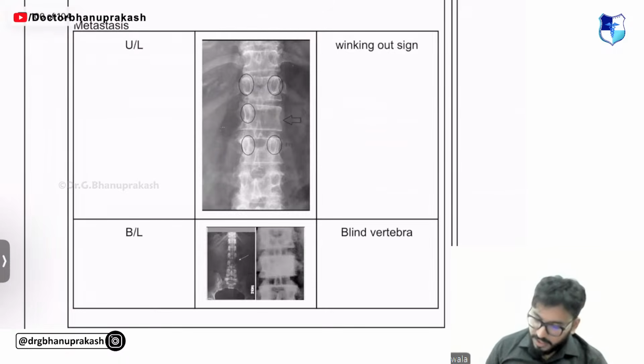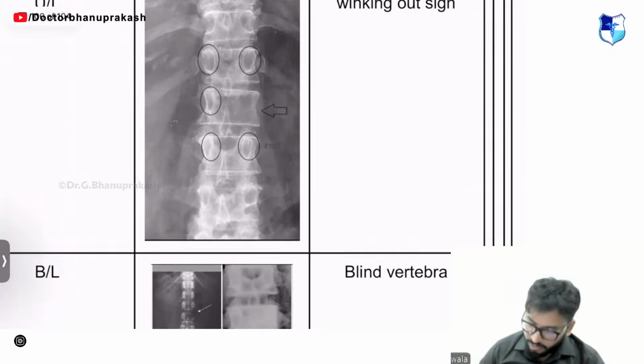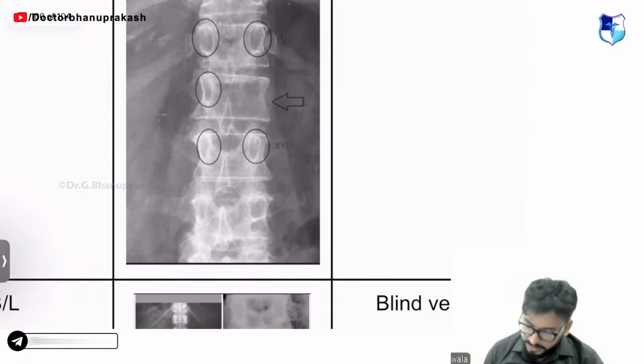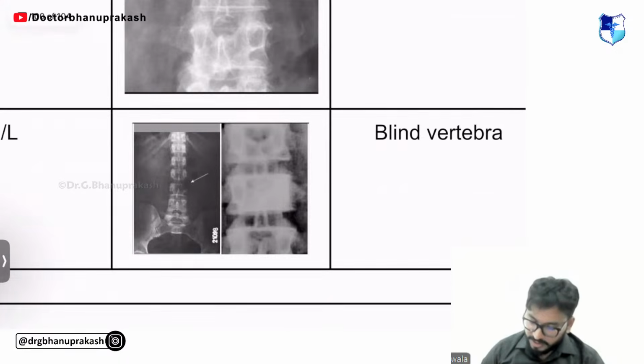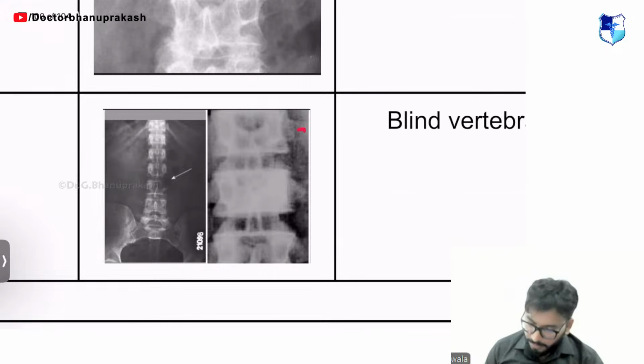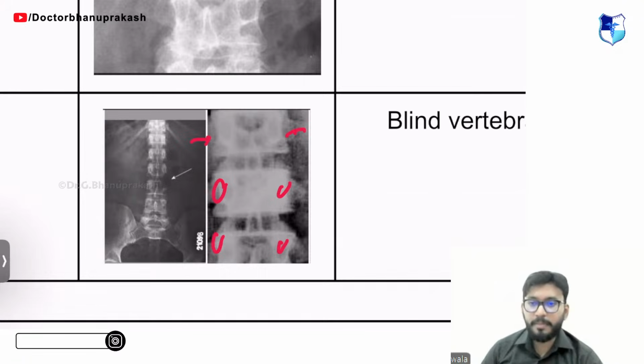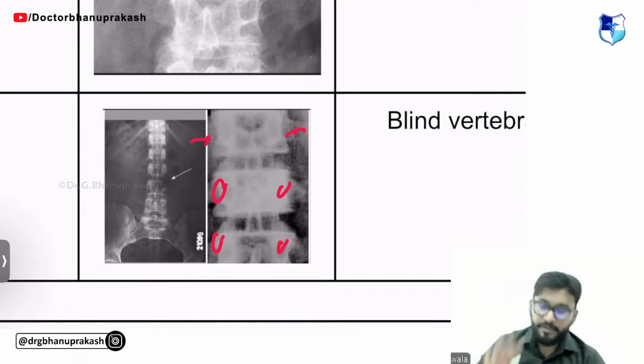Metastasis, guys. If unilateral metastasis, you can see the winking owl sign. Bilateral metastasis, you can see the blind vertebra sign. There is no pedicle. Here there is a pedicle, but here there is no pedicle. Bilateral pedicle involvement, blind vertebra sign.